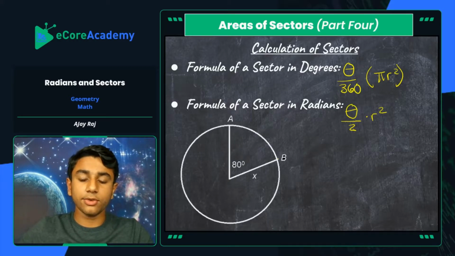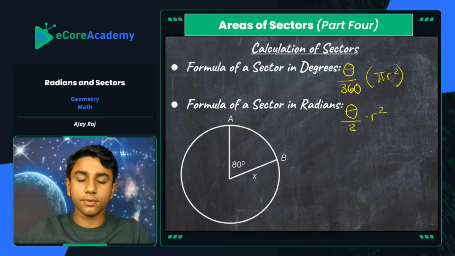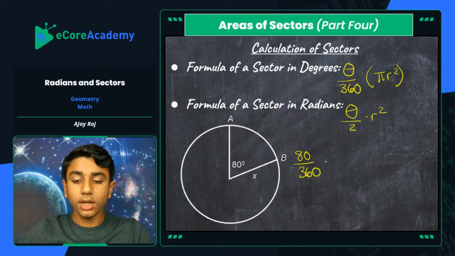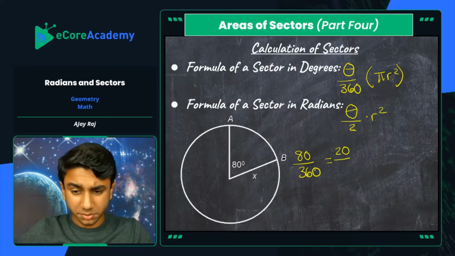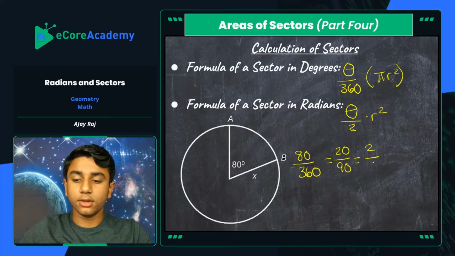Very straightforward. So if you have an 80-degree angle here, and we're trying to plug this in for our degrees, the formula of a sector in degrees, we're going to do 80 over 360. And that's going to be simplified. We can divide each one by 40, so we get 20 over 90, in which we can divide each one by another 10, and we can get 2 over 9. So in essence, it's going to be 2 over 9 times pi with our given radius, which is r squared.